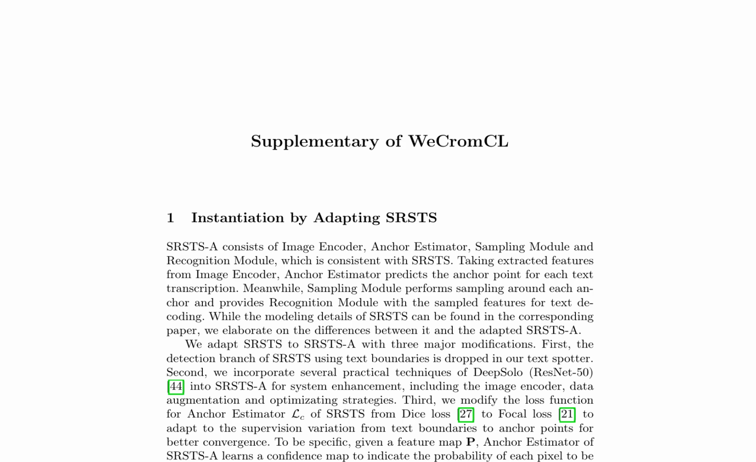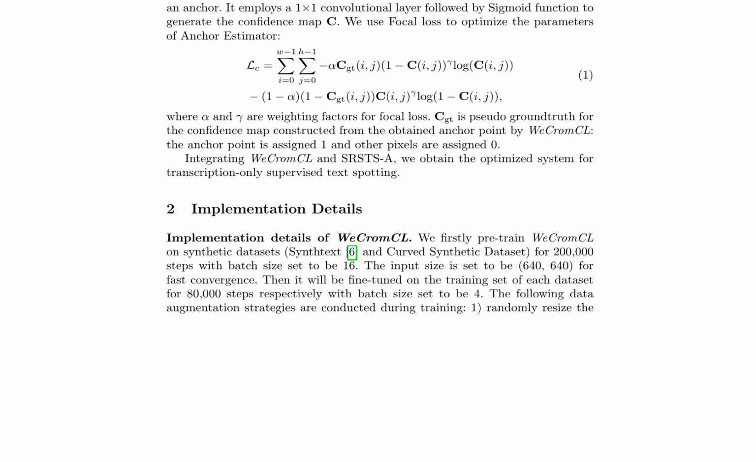Third, the loss function for the anchor estimator is modified from dice loss to focal loss to adapt to the supervision variation from text boundaries to anchor points. The focal loss function is used to optimize the parameters of the anchor estimator, which learns a confidence map to indicate the probability of each pixel being an anchor. The focal loss function is defined as equation 1, where alpha and gamma are weighting factors. CGT is the pseudo ground truth for the confidence map constructed from the obtained anchor point, and C is the confidence map generated by the anchor estimator.